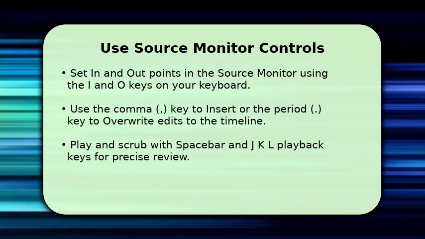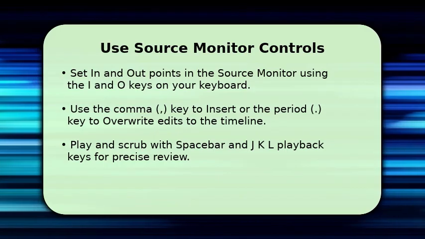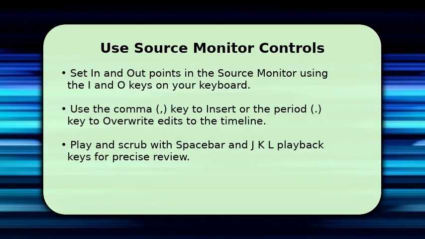To add the selected range to the timeline, press the comma key for insert edits or the period key for overwrite edits. Alternatively, drag the highlighted range from the Source Monitor into a targeted timeline track with the mouse. Review and adjust in and out points before committing edits.